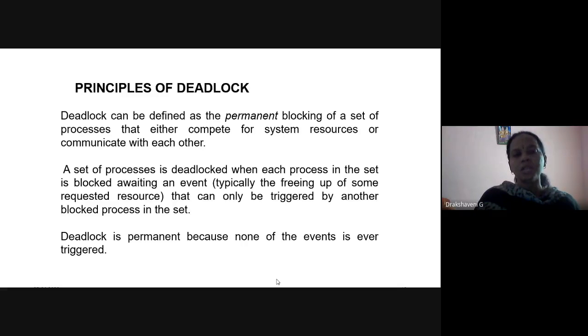Okay. So now what is the principle of deadlock? Deadlock can be defined as the permanent blocking of a set of processes that either compete for system resources or communicate with each other. So the principle of deadlock is what? Blocking.